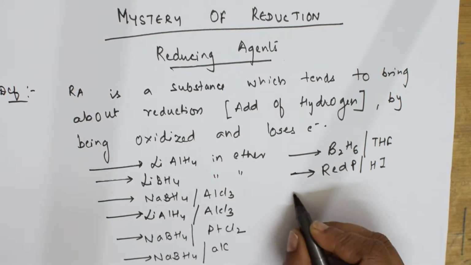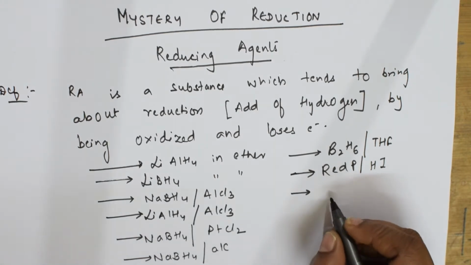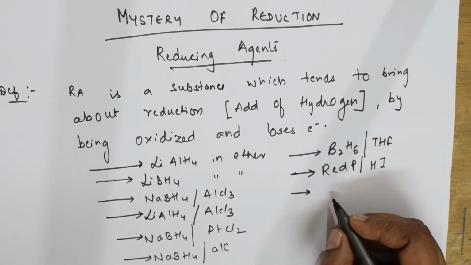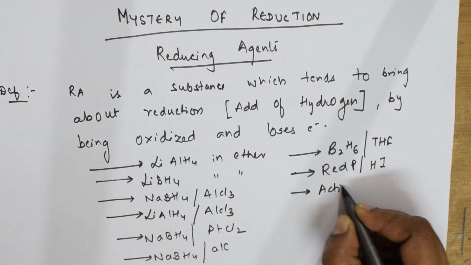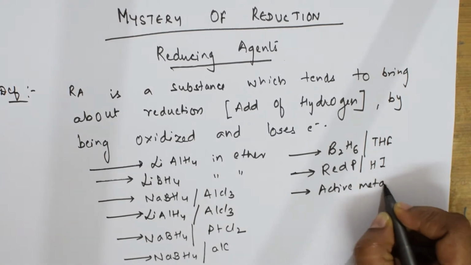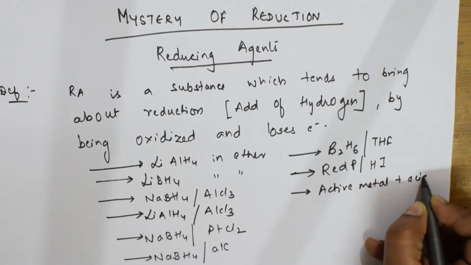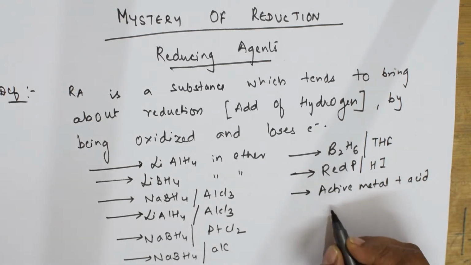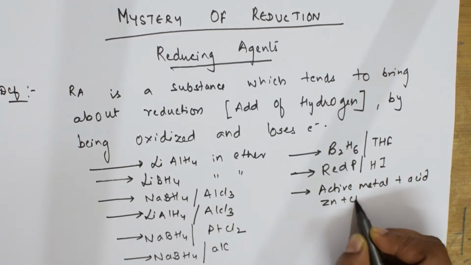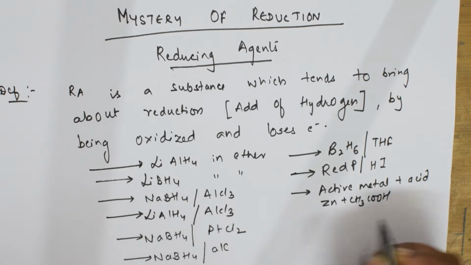One more. Yes, I have loads of reagents to tell you. Reducing agents: active metal plus acid. What is that? For example, zinc plus acetic acid. Let us write that. Active metal means zinc plus acetic acid is one reducing agent.